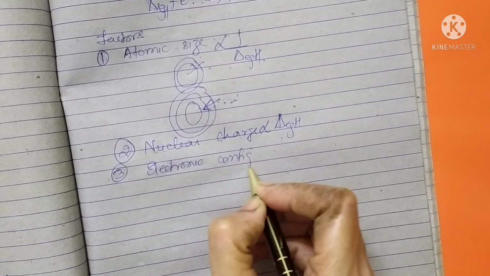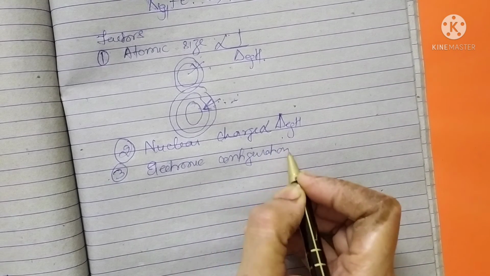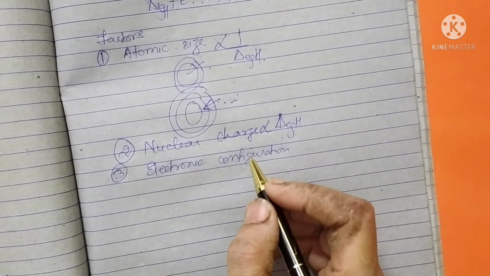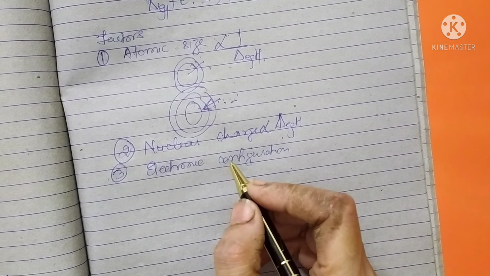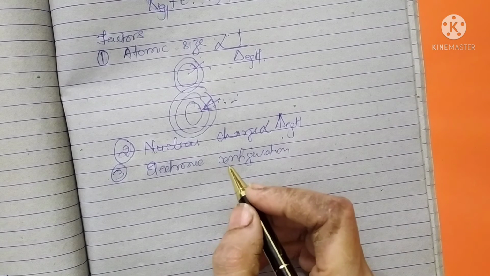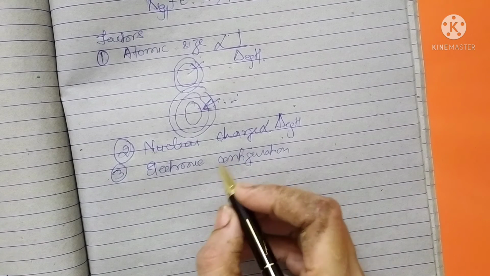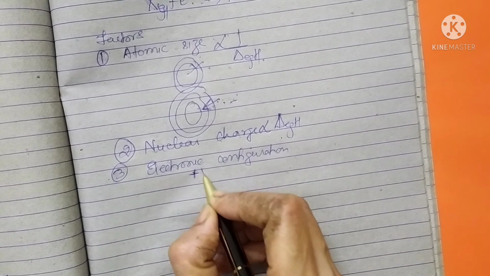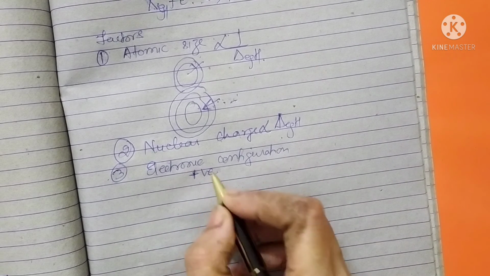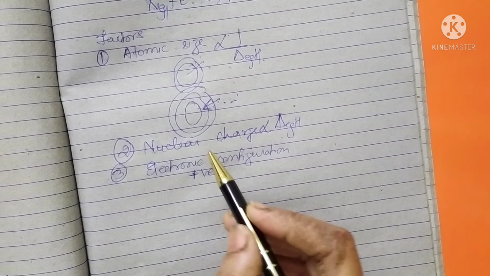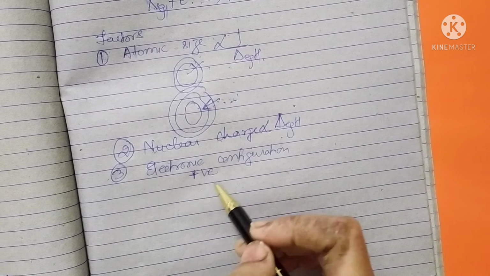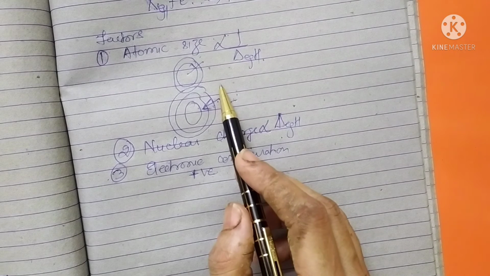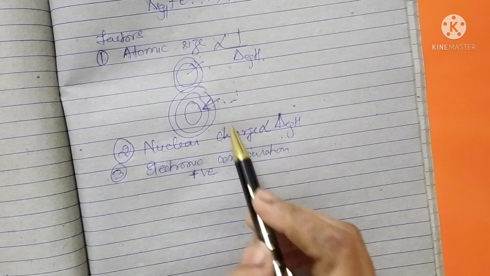Electronic configuration: if it is a noble gas, we know that in noble gases all the shells and all the orbitals are completely filled, so it will be difficult for a noble gas to gain an electron. So in that case the process will be endothermic, means the energy will be represented as a positive value, means we have to provide energy to add an electron. So all the noble gases have positive electron gain enthalpy. Electron gain enthalpy can be both negative or positive.